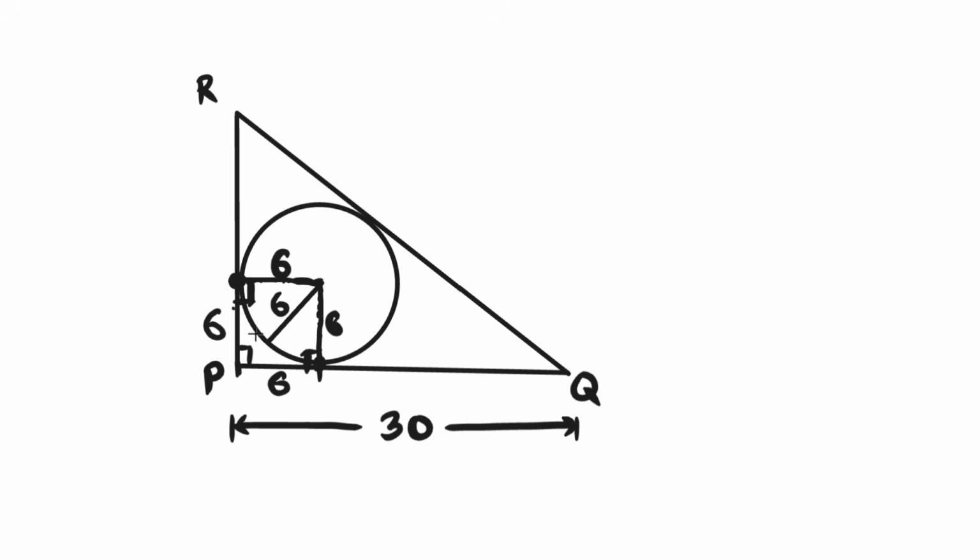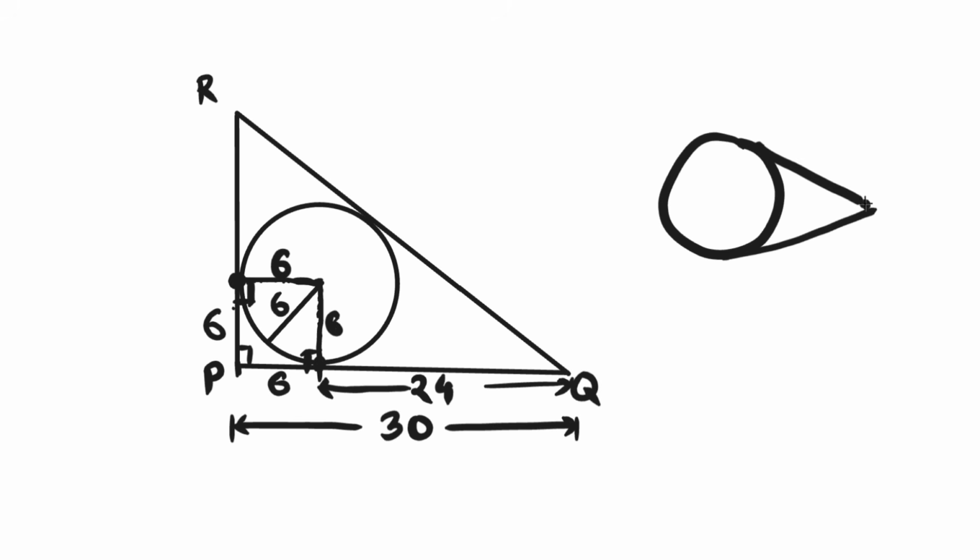Now look at the entire base. We know that PQ is 30 units. We have already accounted for 6 units on the left, so the remaining portion of the base is 30 minus 6, which equals 24 units. Now comes the key theorem that we need. When 2 tangent segments are drawn from the same external point to a circle, those 2 tangent segments have equal lengths. Let's apply that at the bottom right vertex Q.